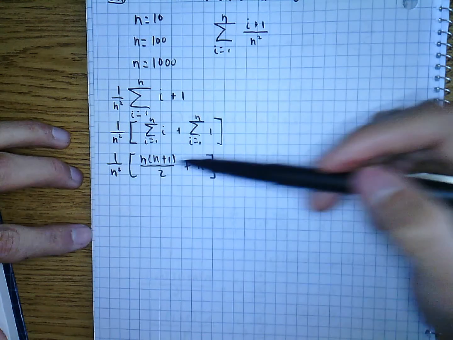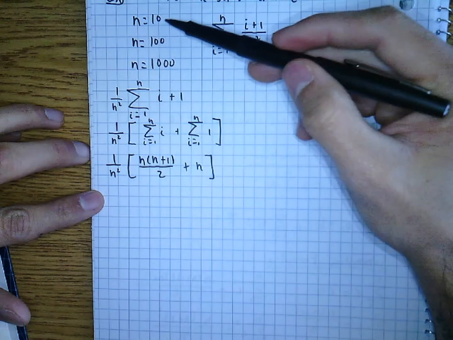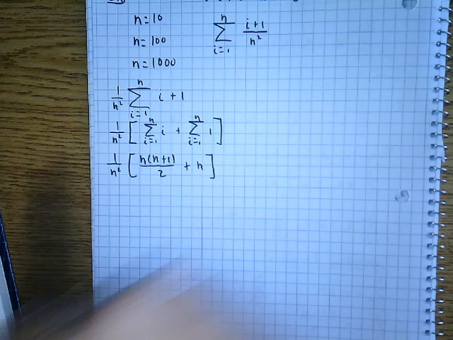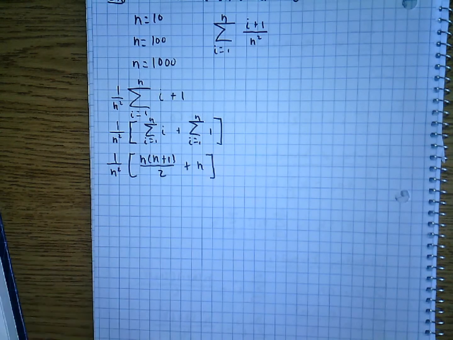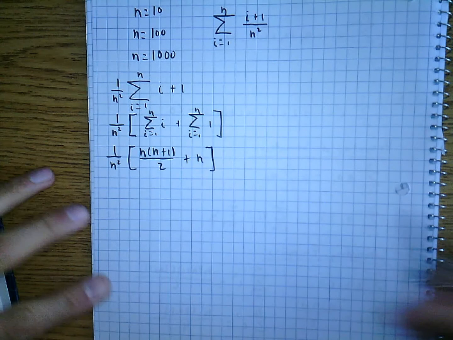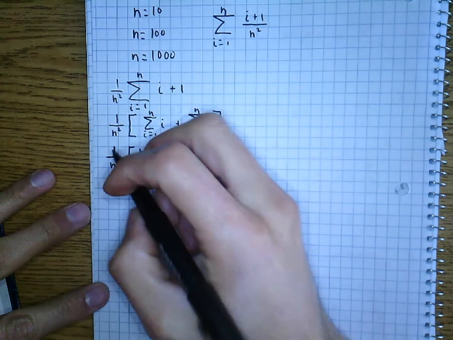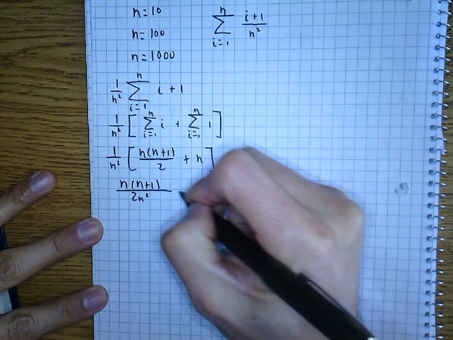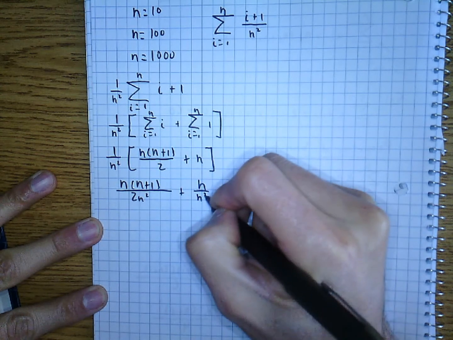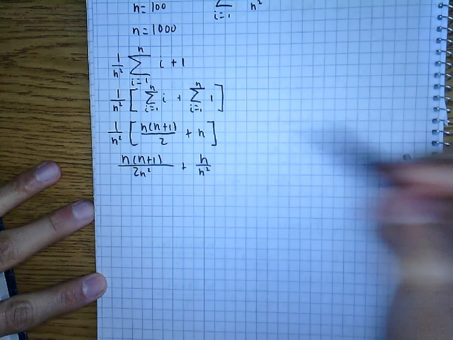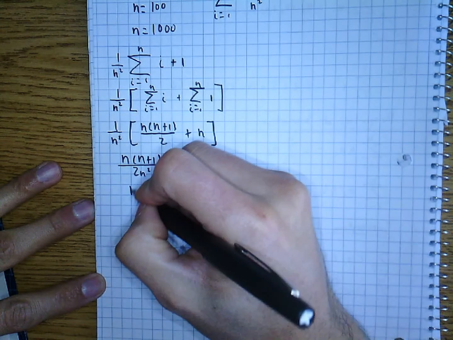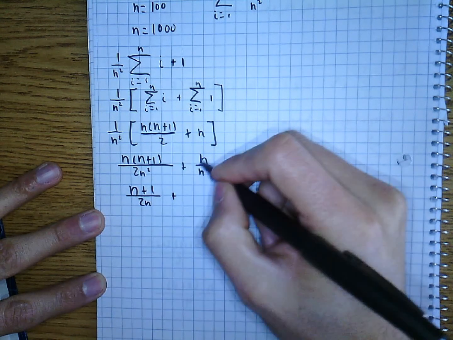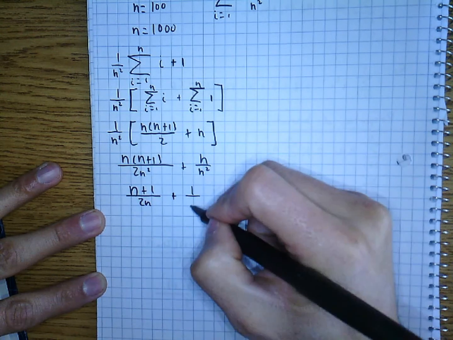So what I'm going to do is clean this up, and then I'm going to be able to plug in 10, 100, and 1000 to figure out the correct summations for each one of these. Alright, so let's start the task of cleaning this up. I'm going to distribute this out. This would be n times n plus 1 divided by 2n squared, plus n over n squared. In the very first one I'm able to cancel out an n, so I'm left with n plus 1 divided by 2n. And the second one would just be 1 over n.